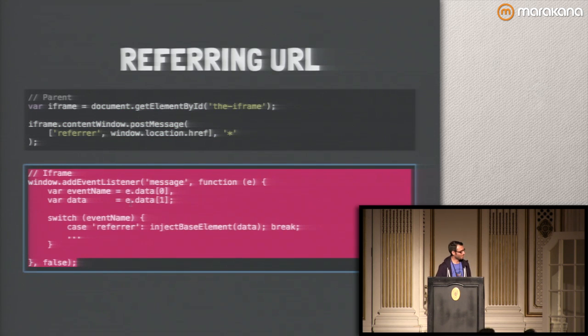And now, inside the iFrame, I'm going to listen for that message event. When I get it, I'm going to pull out the event name and then the data. And if I get this referrer event name, then I'm going to inject a base element with that referrer that I just extracted from the parent page. Does that make sense? Nods? Some nods. Cool.